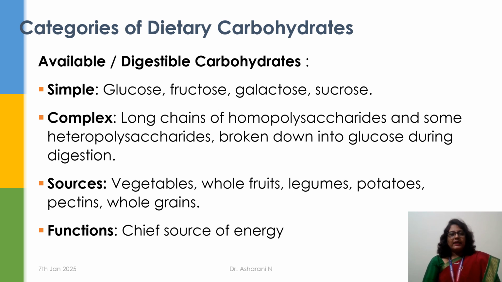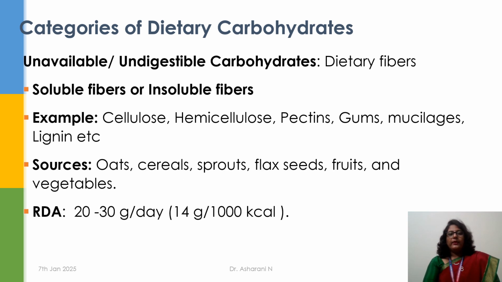For digestible carbohydrates, the main sources are vegetables, whole grains, cereals, legumes and potatoes. They are the chief source of energy. The second category of dietary carbohydrates is unavailable carbohydrates, otherwise known as indigestible carbohydrates or dietary fibers.